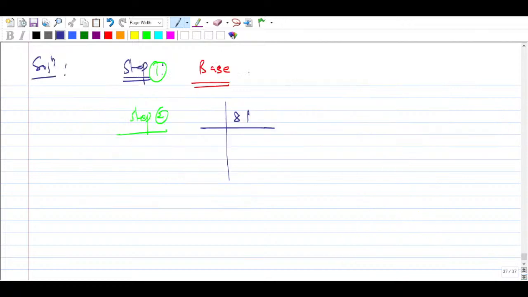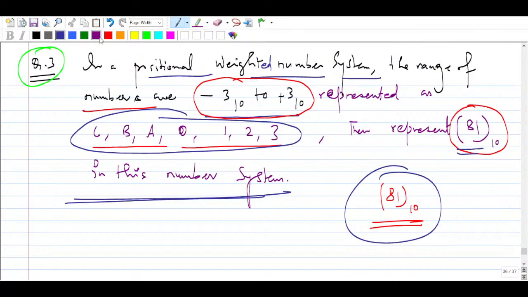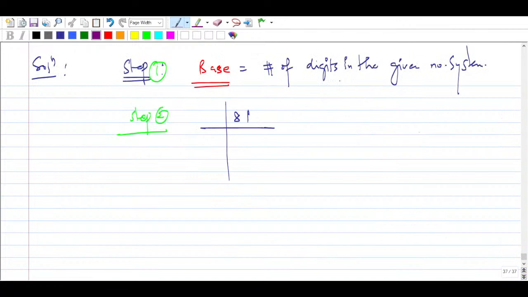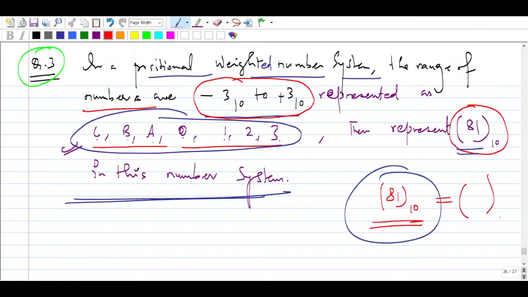You know, base is what? The number of digits in the number system. This number system is given here. So how many digits, how many symbols are involved? So you can see 1, 2, 3, 4, 5, 6, 7. So what is the base of this number system? It is 7. You have got the base 7 and you have to convert this to base 7. That's it. This is the question, right? So identifying the base is very important.